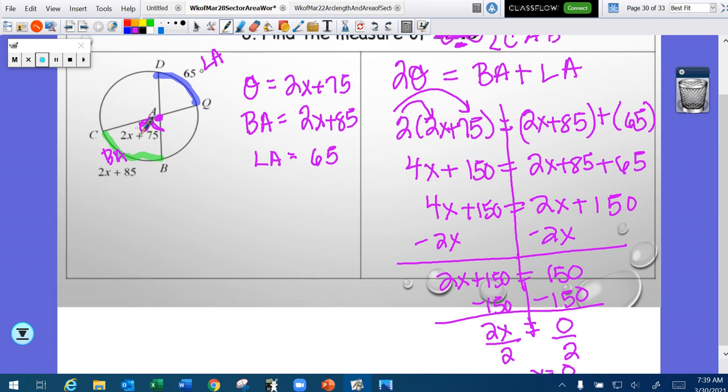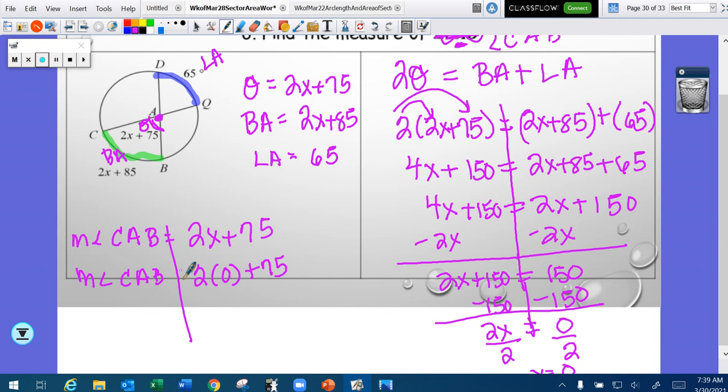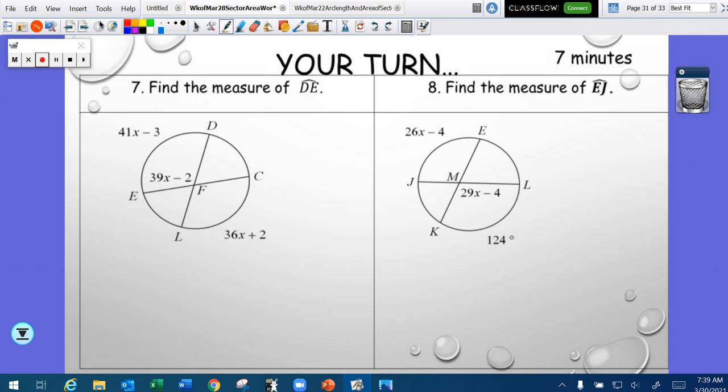Now, it asks me to find this angle right here, which is theta. So that means in order to find theta, or we can say to find the measure of angle CAB, we have to do, and CAB is theta, 2x plus 75. So we're going to say 2 times 0 plus 75. And you can just keep bringing the measure of angle CAB down on each line. 0 plus 75. So the measure of angle CAB is equal to 75 degrees. And you're finished.